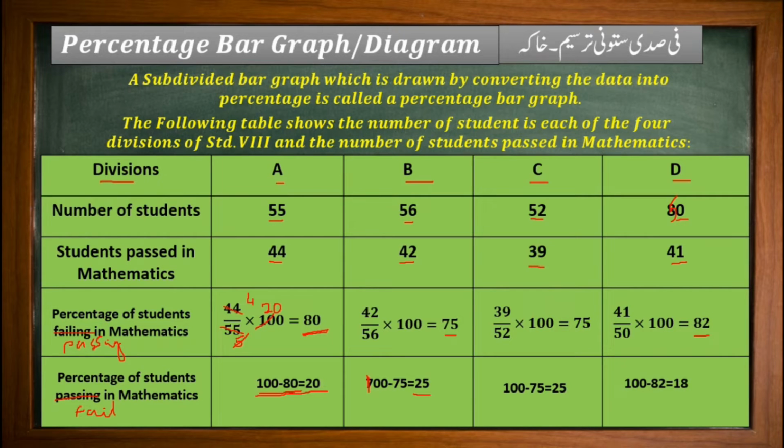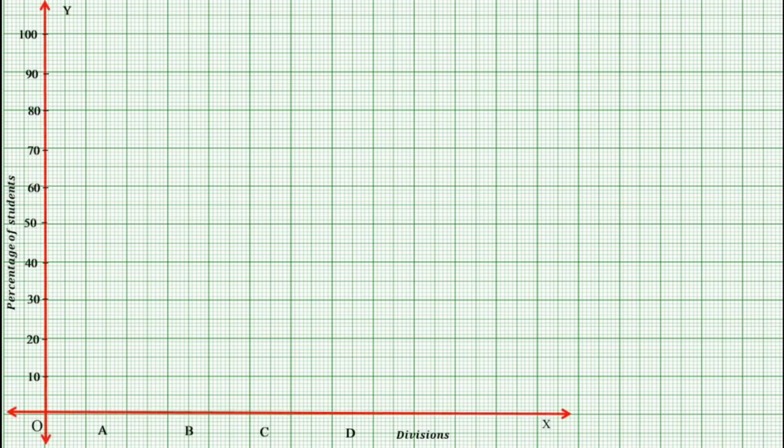So like this we can first mark out the percentages, and then we can prepare a bar graph for it. So here we are going to prepare a bar graph. We just have to mark out the x and y axis on the bar graph.